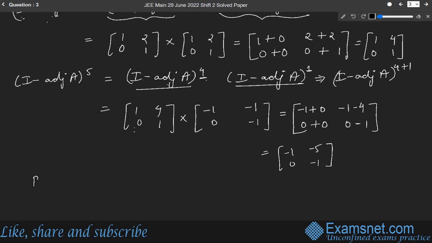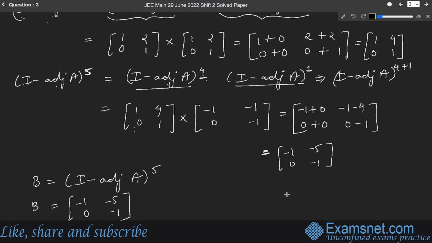Okay. And we know that B is equal to I minus adjoint of A to the power 5, right? It is the value of I minus adjoint of A to the power 5, right? So what we have to do is just substitute this value. It means that B is equal to -1, -5, 0 and -1, right?